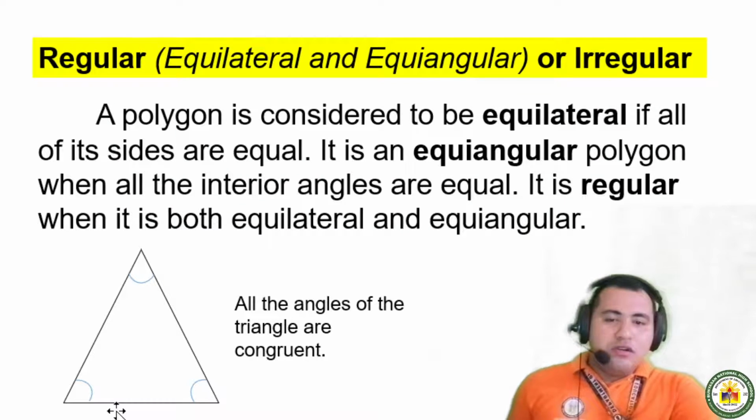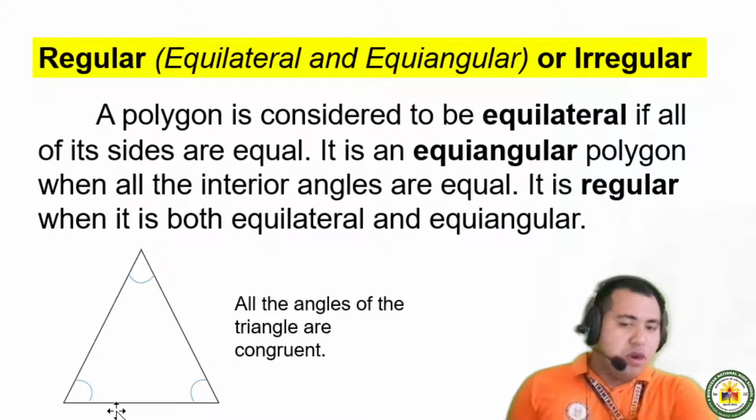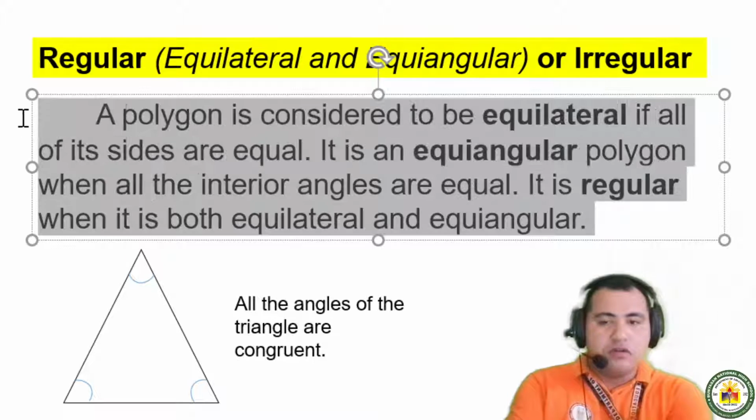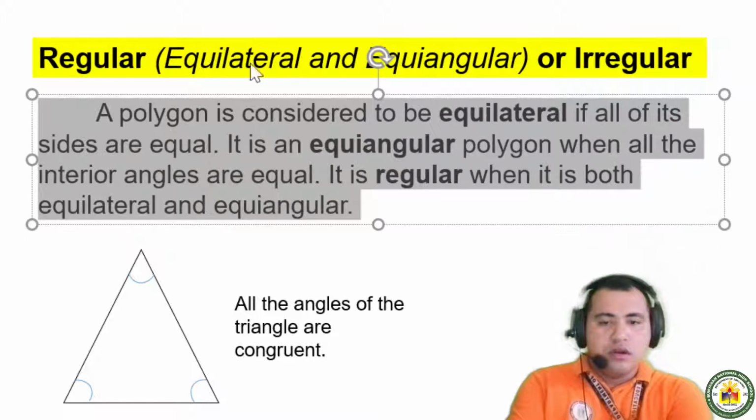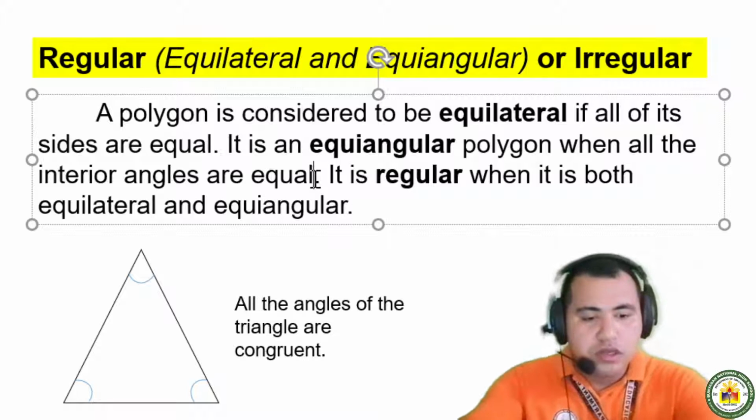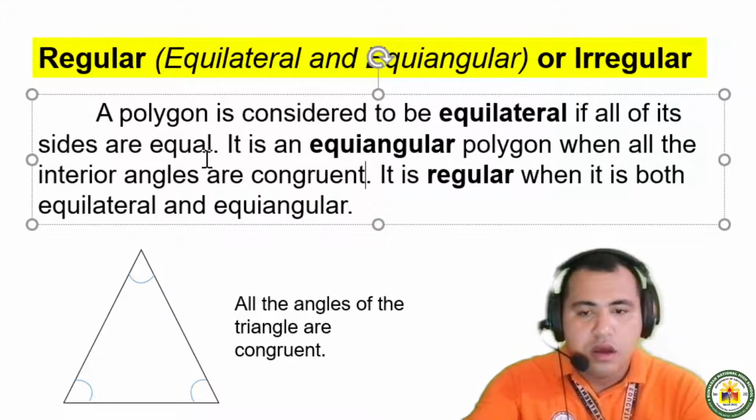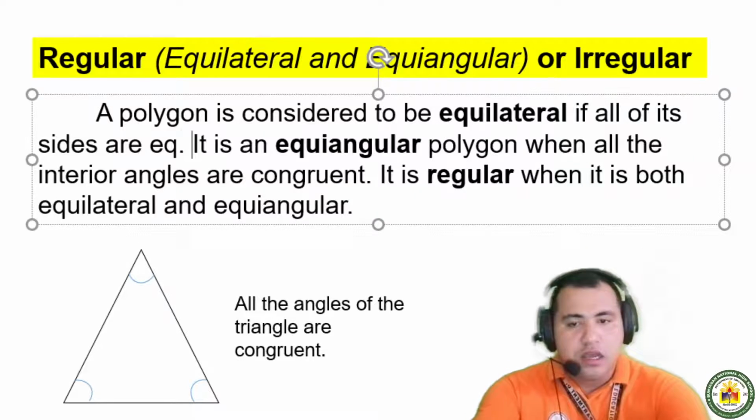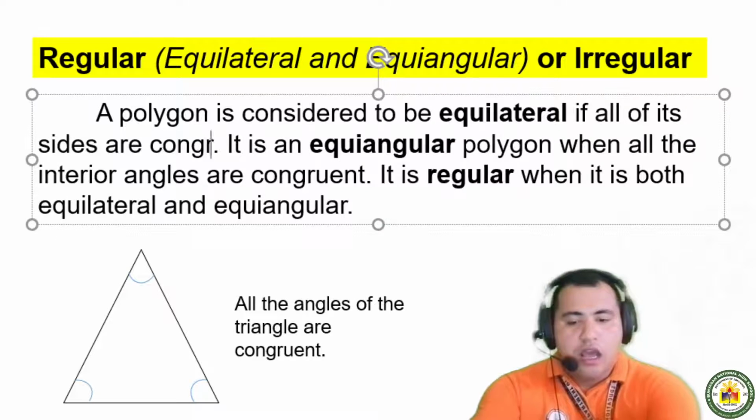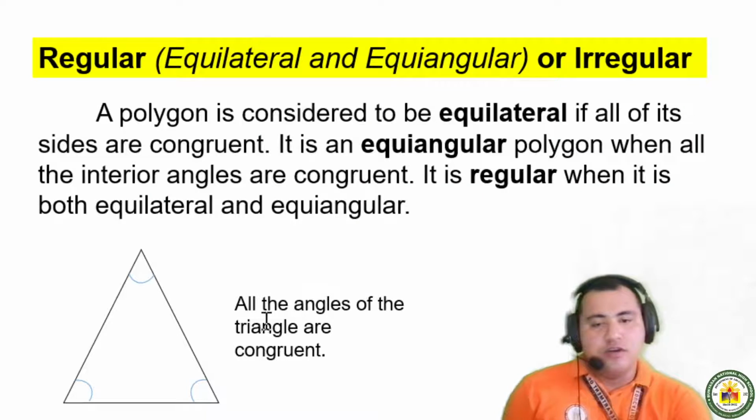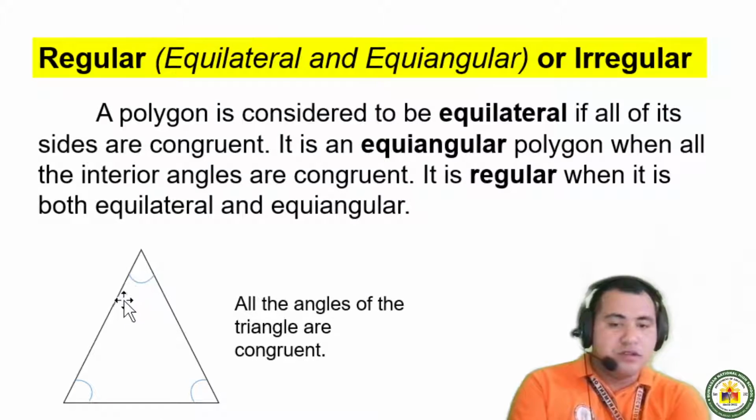Now, a polygon also is considered as equiangular. Equiangular siya when all the interior angles are congruent. Congruent siya, when all the angles are congruent. Okay. So, same as the sides, for example, another figure, kanang niingon ko nga all the angles of the triangle are congruent based on the given figure.